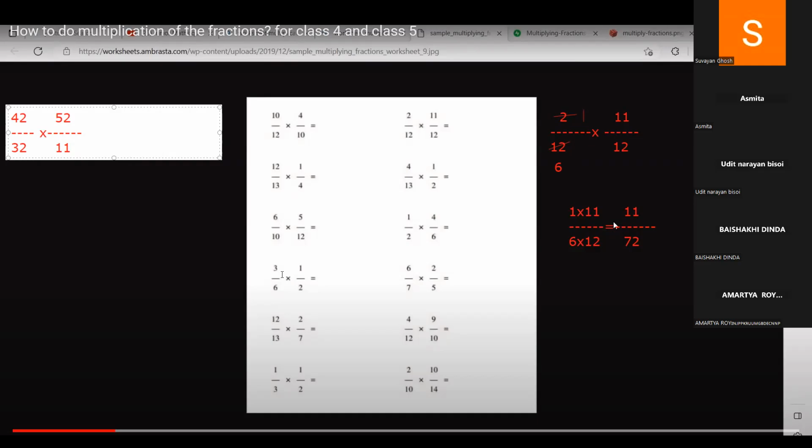Equal to 1 by 2. Now 1 into 1 is how much, Abhishekta? 1. And 2 into 2 is? Abhishekta, 2 into 2 is? 4, 4. Very good. Rajdeep, number 7 is correct.